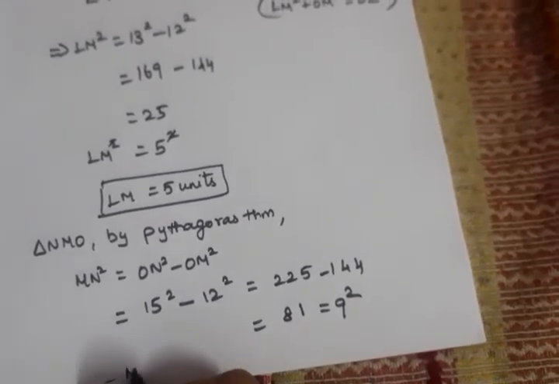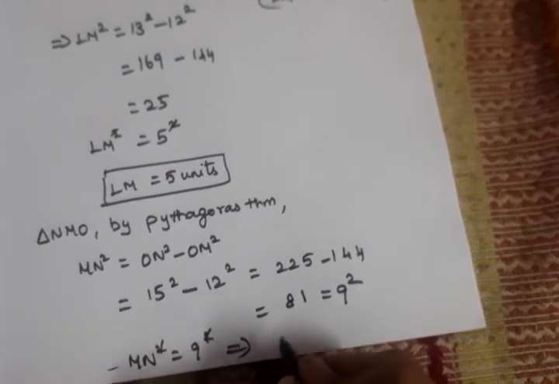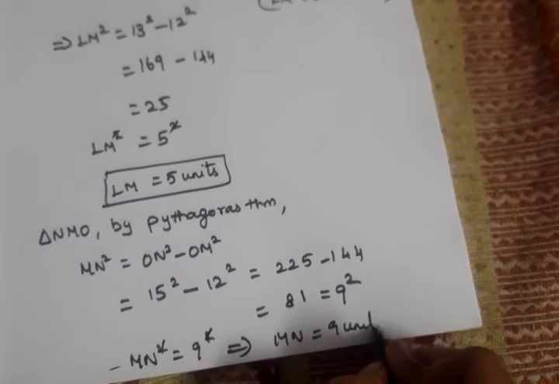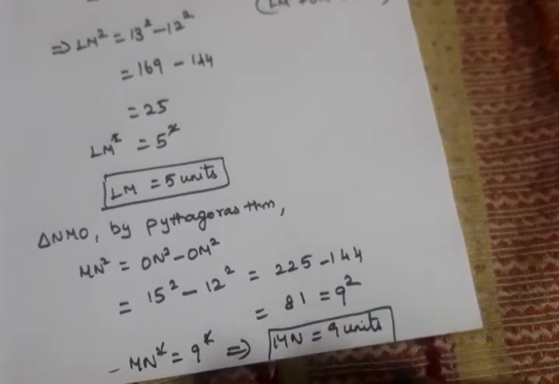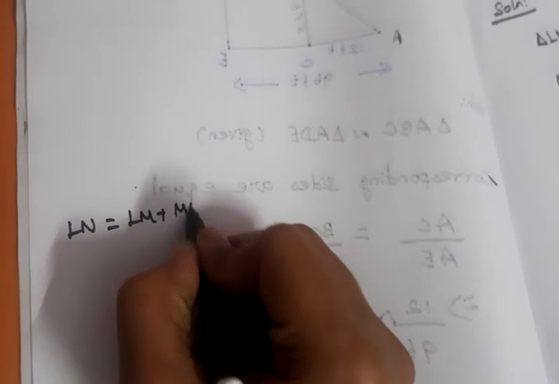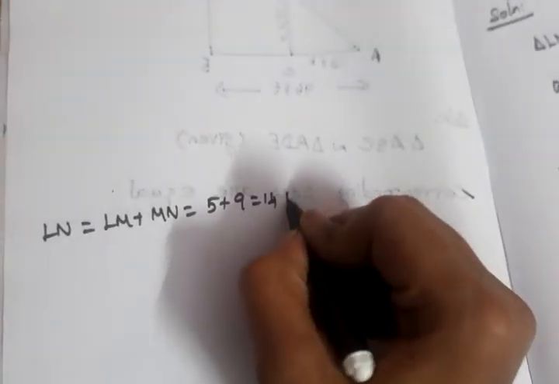Then next, MN square equal to 9 square. That implies square square cancel. MN equal to 9 units. Okay. Then next, LN equal to LM plus MN. 5 plus 9, 14 units.